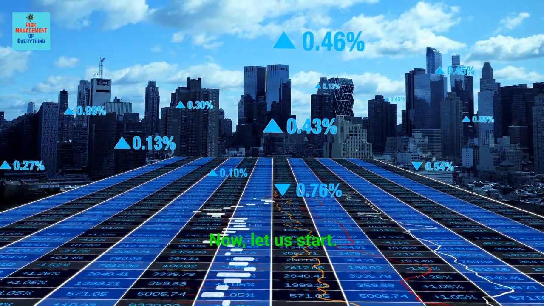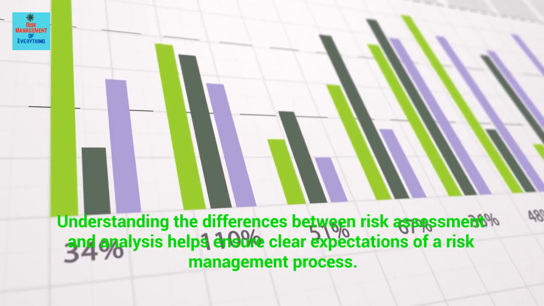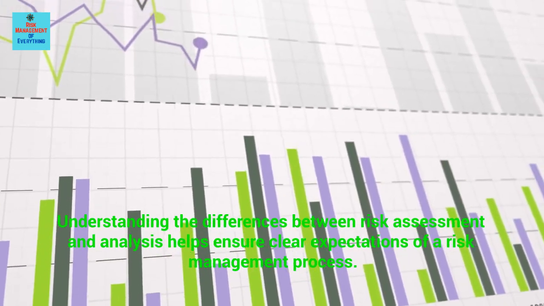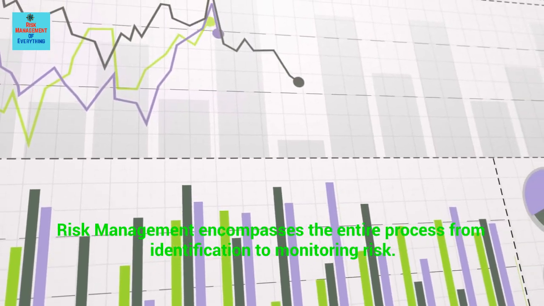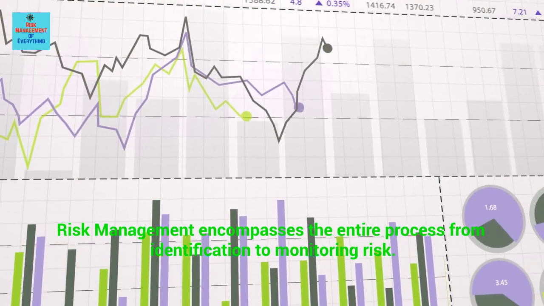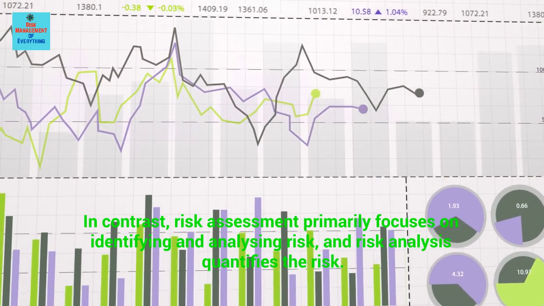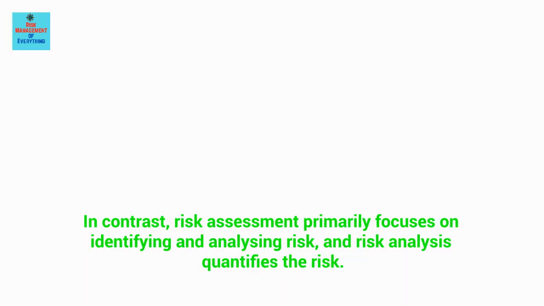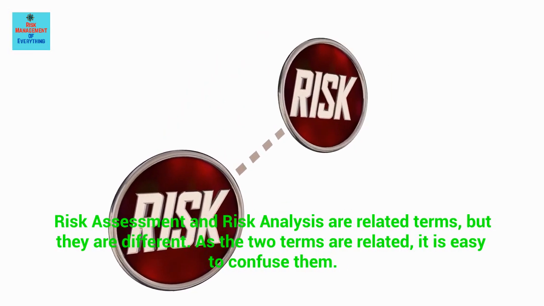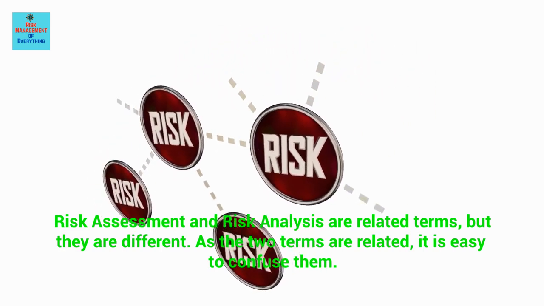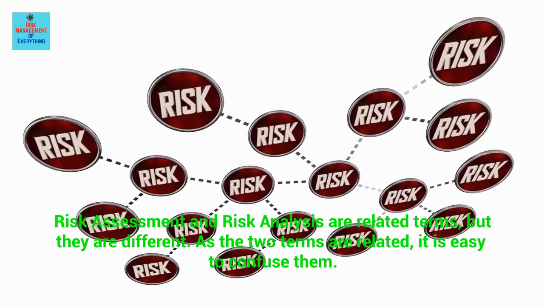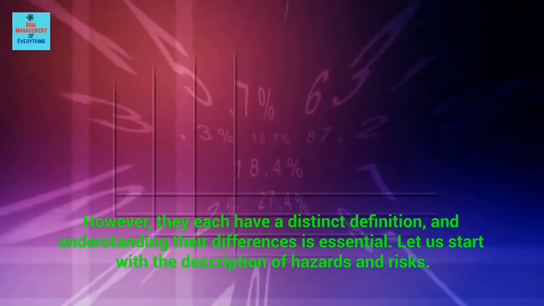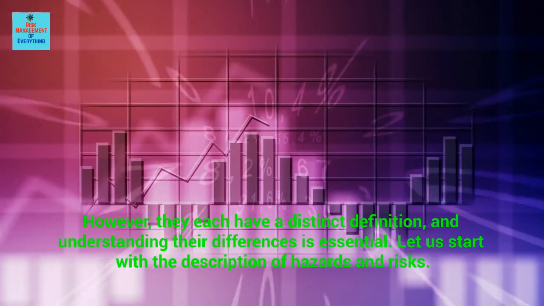Now, let us start. Understanding the differences between risk assessment and analysis helps ensure clear expectations of a risk management process. Risk management encompasses the entire process from identification to monitoring risk. In contrast, risk assessment primarily focuses on identifying and analyzing risk, and risk analysis quantifies the risk. Risk assessment and risk analysis are related terms, but they are different. As the two terms are related, it is easy to confuse them. However, they each have a distinct definition, and understanding their differences is essential.